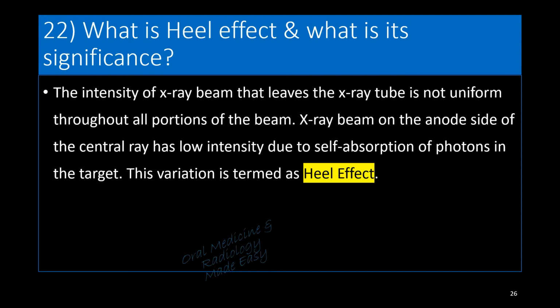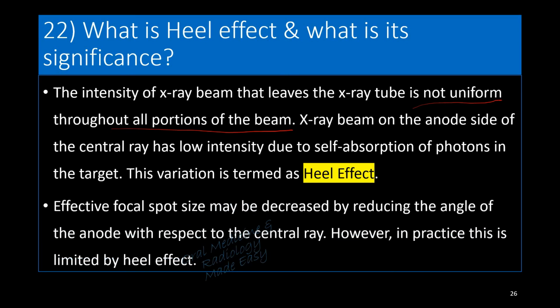What is the heel effect and what is its significance? The intensity of the X-ray beam that leaves the X-ray tube is not uniform throughout all portions of the beam. The X-ray beam on the anode side of the central ray has low intensity due to self-absorption of photons in the target. This variation is called the heel effect. The effective focal spot size may be decreased by reducing the angle of the anode with respect to the central ray. However, in practice, this is limited by the heel effect.